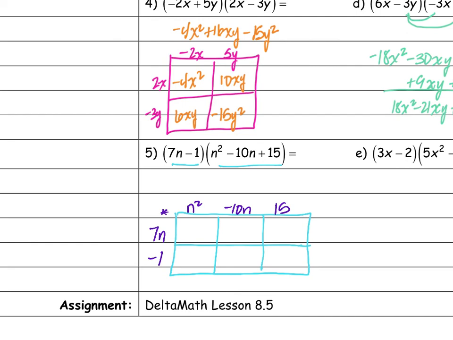So I've got 7n times n squared is 7n cubed, because n squared gives me 2 n's, and that 7n gives me 1 n, and together that gives me 3 n's, so that's n cubed. Okay, 7n times negative 10n is negative 70n squared. Ooh, 7n times 15. We're going to have to get out the calculator. 15 times 7, negative 105n.